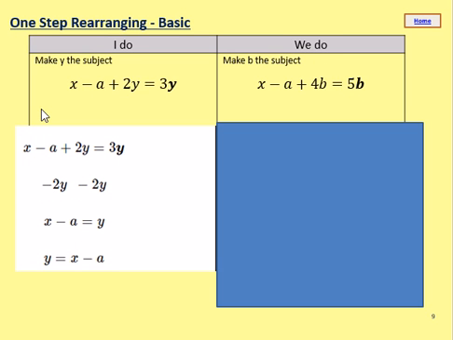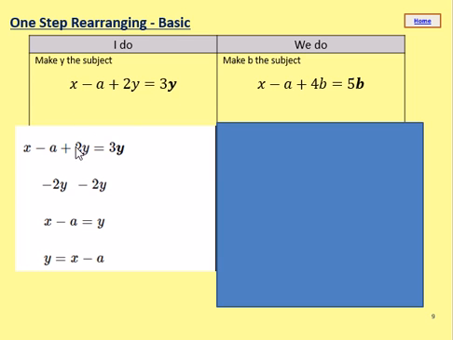Okay, so last couple of I do and we do. So make y the subject. Now you'll notice this one's different because we've got 2y on one side and we've got 3y on the other side. So it can be a bit confusing as to what we should do for our first step. But it's quite simple, really. Look at both sides.